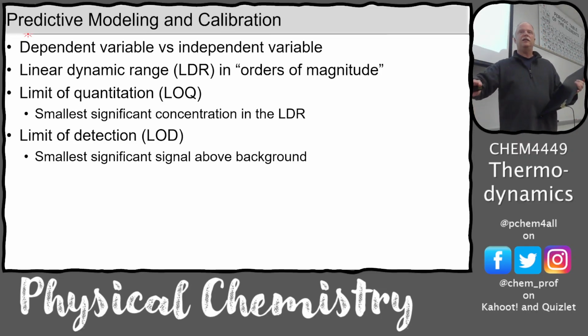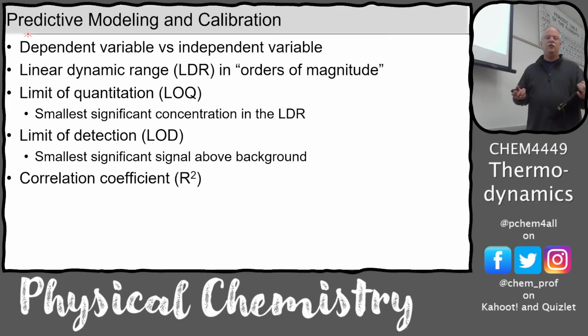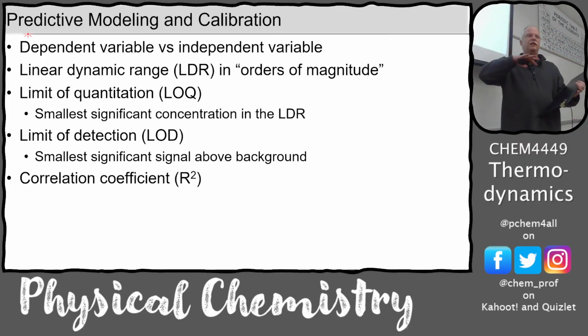So there's detection down here, and then up here is the limit of quantitation, where you can be certain about the concentration. Then there's the correlation coefficient, which we will discuss later, but that's that percentage of the scatter in the data that's captured by your model.